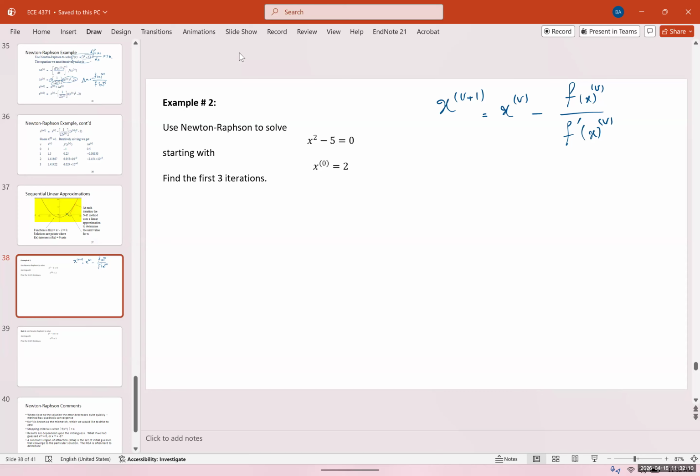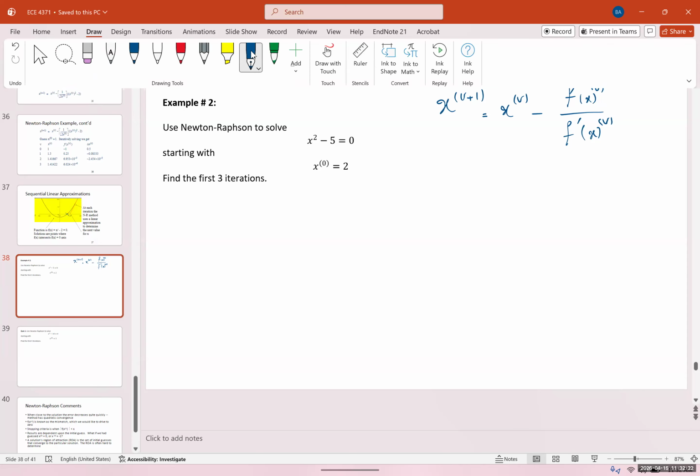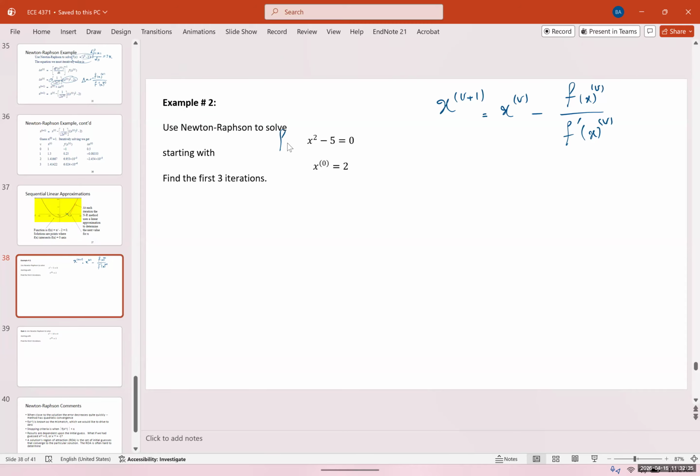Do you want me to solve it? What do you get? Perfect. 2.236, yes. Now, f(x) is x squared minus 5 equal to 0, or x squared minus 5. So what is f prime of x? It's going to be 2x, the derivative. So x_(v+1) is going to be x_v minus f(x_v) over f prime of x_v.